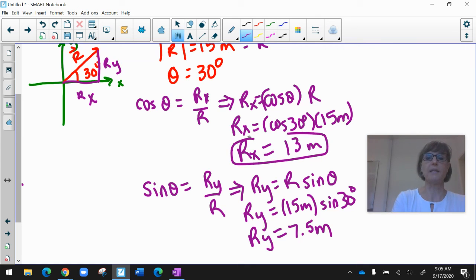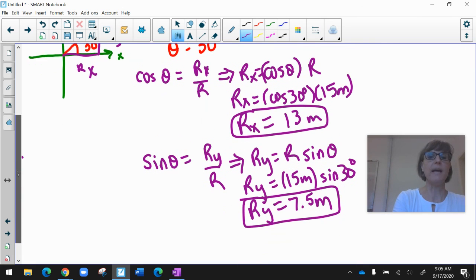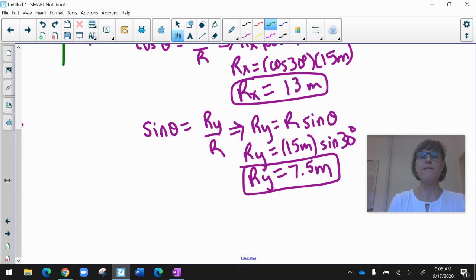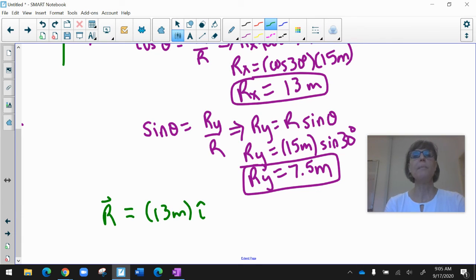So here's my x component, here's my y component, and then the last part here is to express my vector in terms of unit vector notation. So my r is going to be my x component, which is 13 meters, times i. And remember, the only purpose of i is just to tell me, hey, this is the component that goes along the x-axis. That's all it's saying, okay? Plus my y component, which is 7.5 meters, times j.